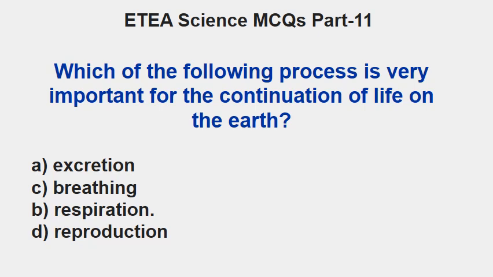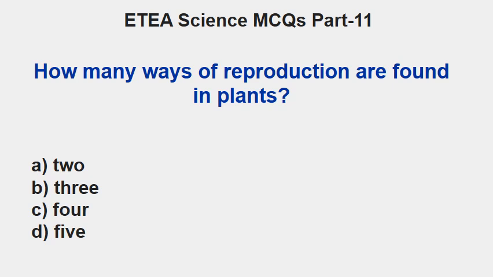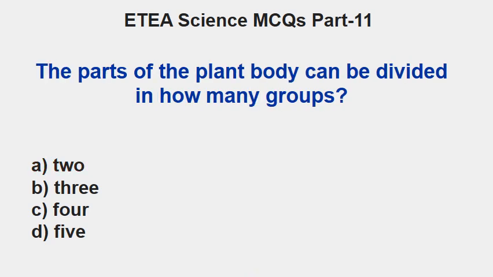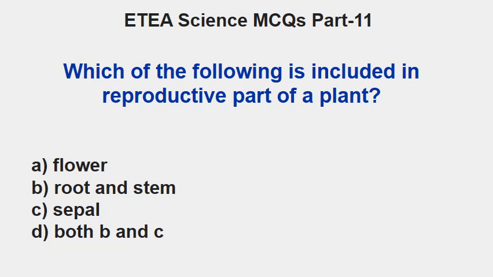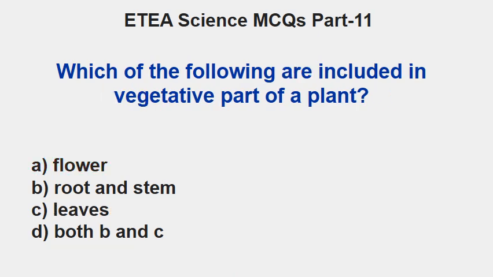Which of the following process is very important for the continuation of life on the earth? How many ways of reproduction are found in plants? The parts of the plant body can be divided in how many groups? Which of the following is included in reproductive part of a plant? Which of the following are included in vegetative part of a plant?